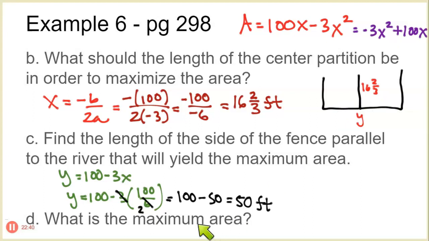And what is the maximum area? Or how do we find area? It's the length times the width, so x times y. So if I multiply the 16 2/3 feet by the 50 feet, then I get my maximum area that this pen can be. So 50 times 16 2/3, or probably better, 50 times 100 over 6. And so that's going to give me 416 2/3 square feet.